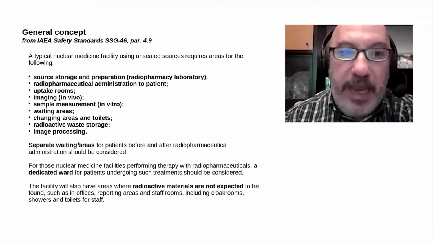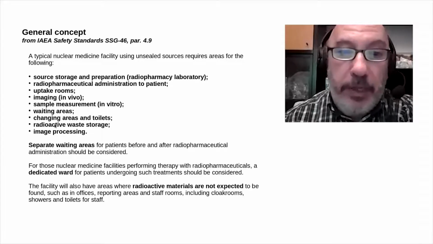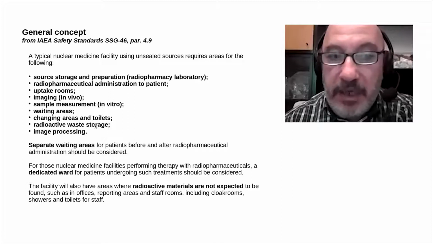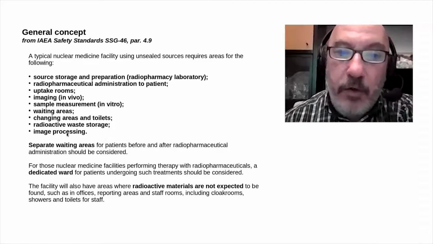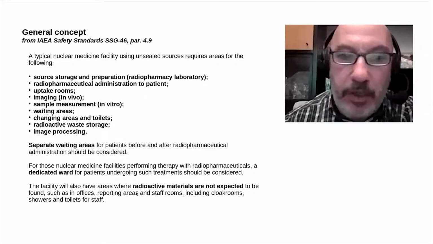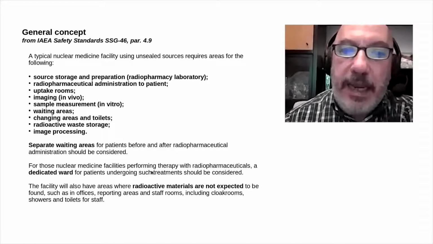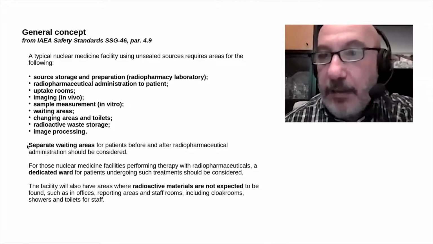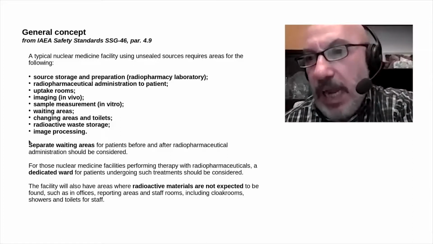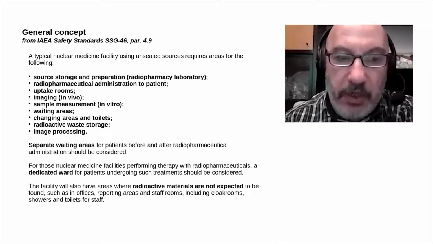Then we will need all the ancillary areas like waiting areas and changing areas. Not to be forgotten, radioactive waste storage and management is very important. Then we will need image processing. It is to be considered, as we will discuss more in depth in the following, that some level of separation will be necessary in many areas. For example, waiting areas for patients before and after the administration of the radiopharmaceutical should be separated in order to better organize the flux of work and avoid unnecessary irradiation of the patient.